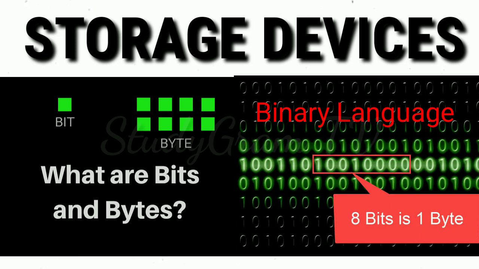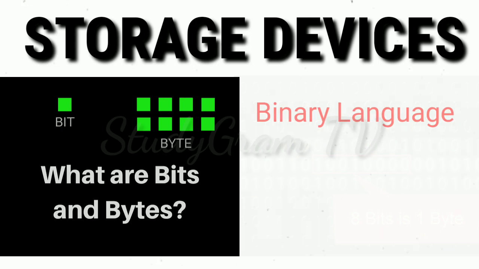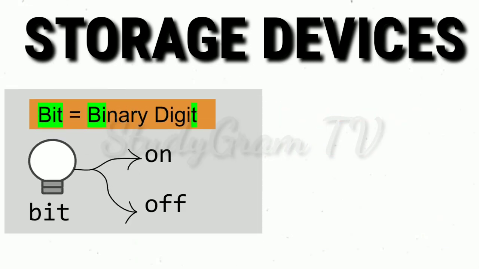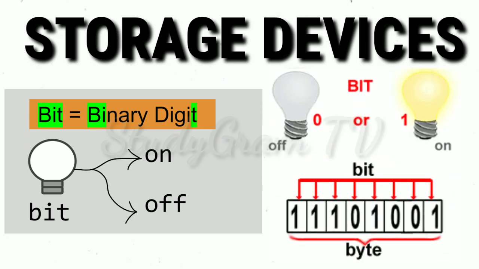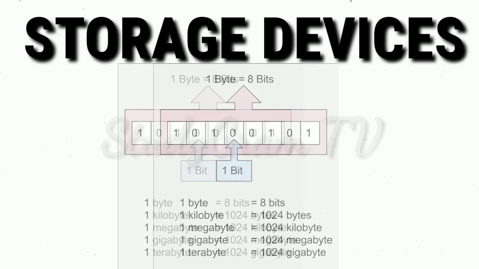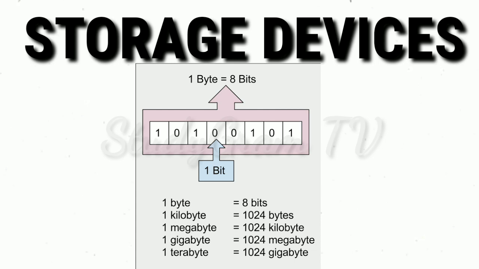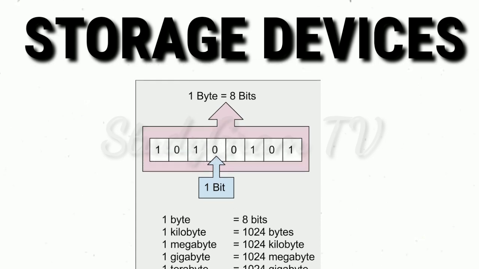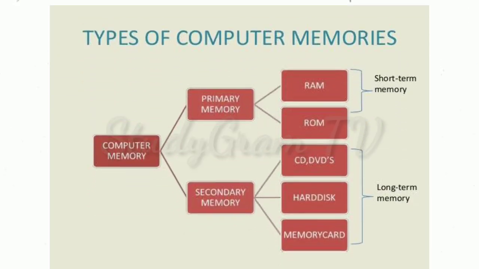Well, let me tell you one more thing. 8 bits make 1 byte. Now we can represent the terms 0 and 1 in the form of on and off. On we can represent with 1 and off we can represent with 0, right? Now you need to understand this memory chart. Kindly learn it.